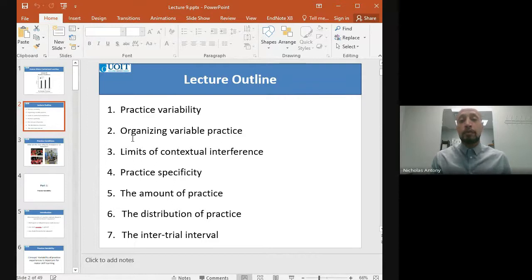What we're going to do is start off with a concept of practice variability. We're going to be talking about organizing variable practice, and then this idea of contextual interference and how it helps to maximize learning. We're going to briefly discuss practice specificity and then finish off with talking about the amount of practice and how to distribute that practice to maximize learning. And then we'll talk about how long to wait in between trials when practicing.